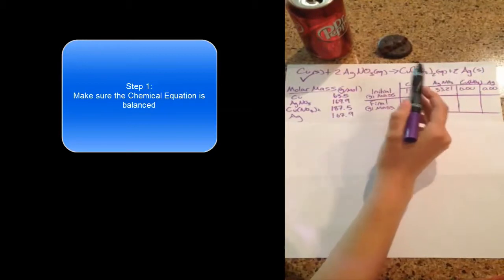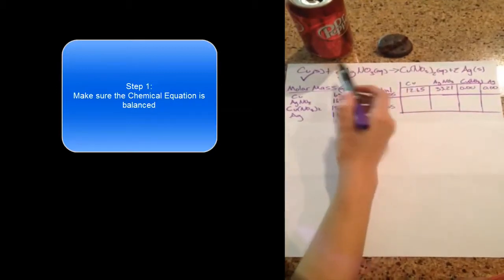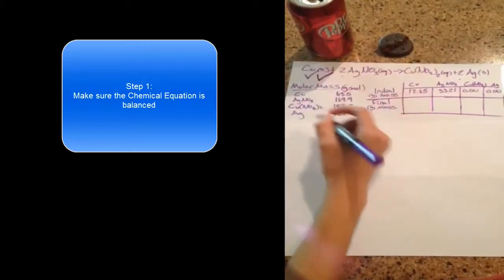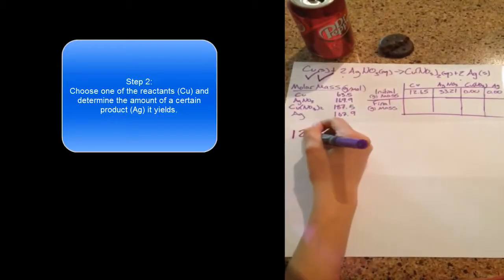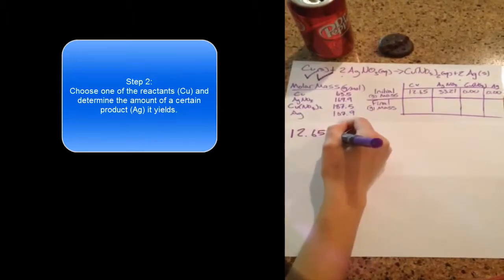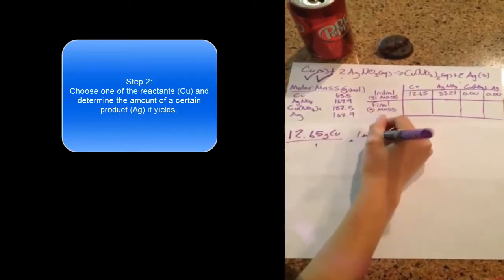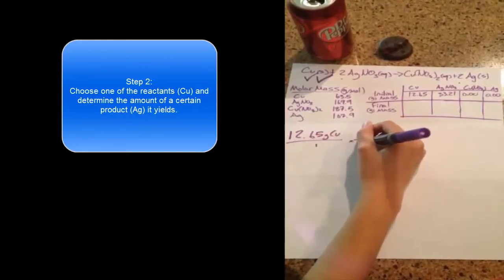So in order to find the limiting reactant, you must first begin by balancing the equation. Make sure each element is represented equally on both the product and reactant side. Next, you must choose any reactant to start with and find the yield of any chosen product. In this problem, we will be using copper as a reactant and silver as a product.